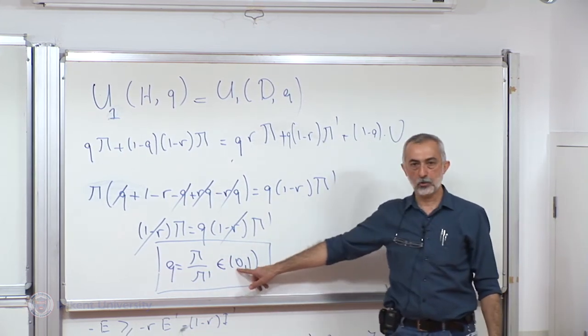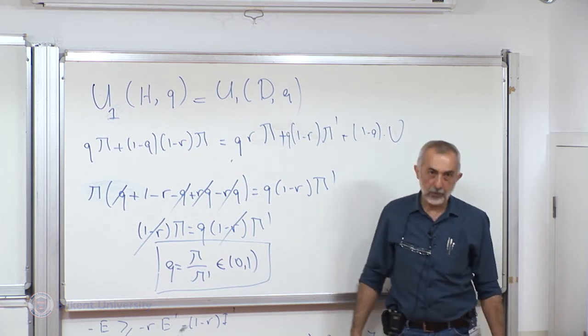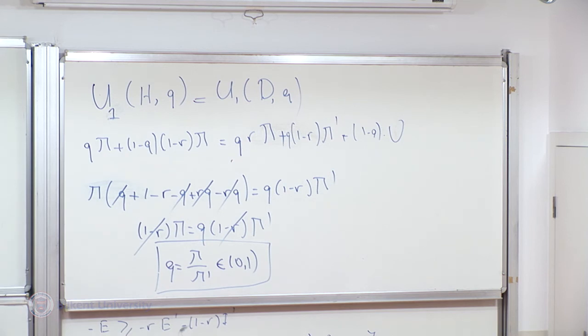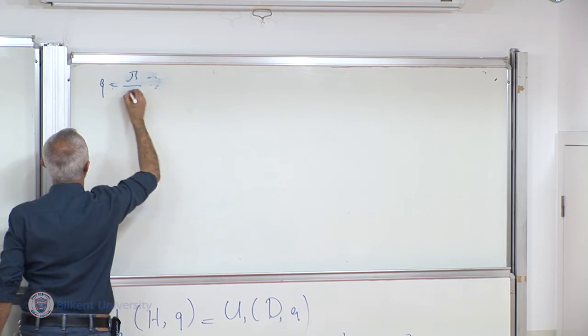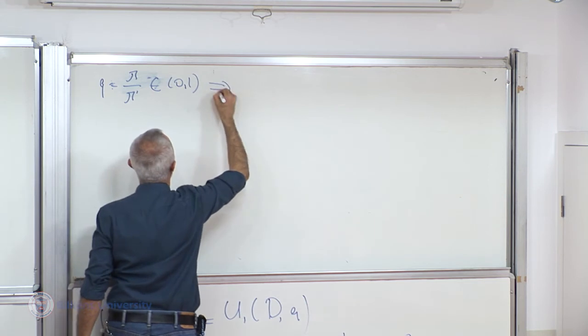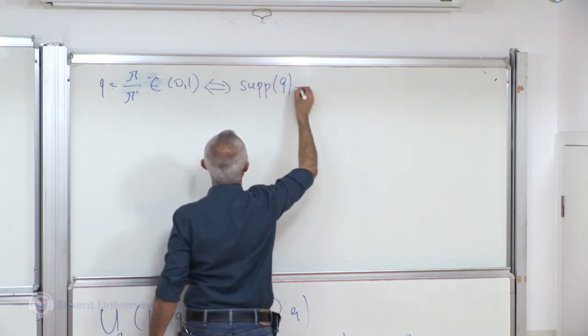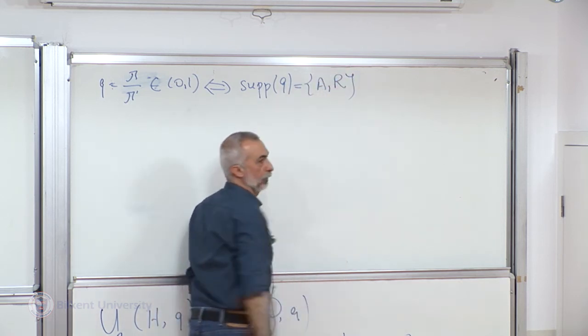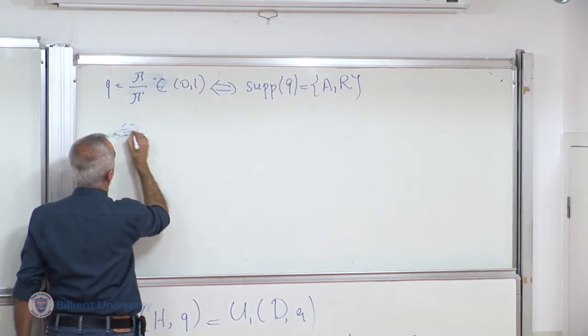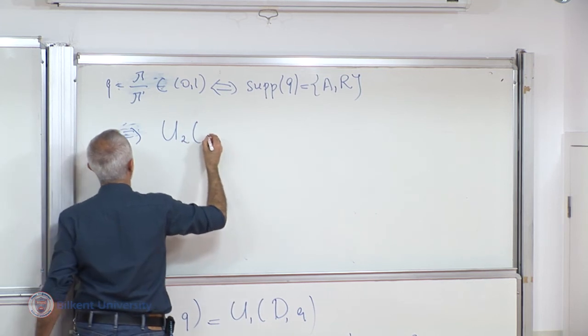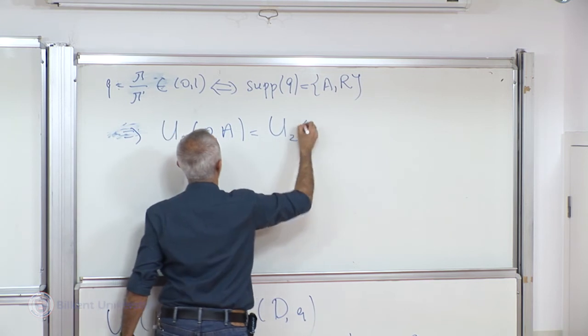Well, because Q is greater than 0 but less than 1, what does that imply? A and R in the support, exactly. So if both A and R are in the support, then the expected payoff that player 2, the consumer, will get by playing A should be equal to the expected payoff that the consumer would get by playing R. That would imply U2 of P, A equal to U2 of P, R.